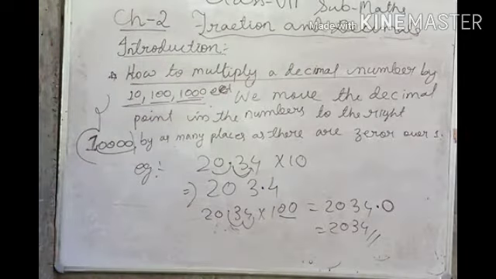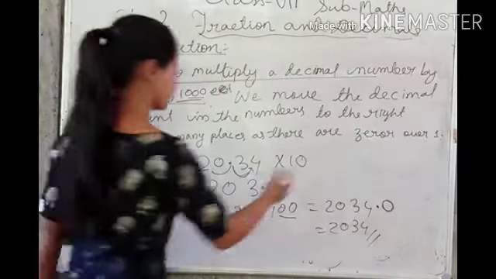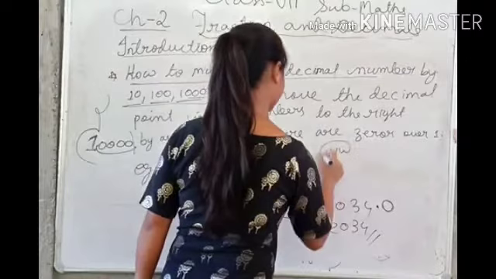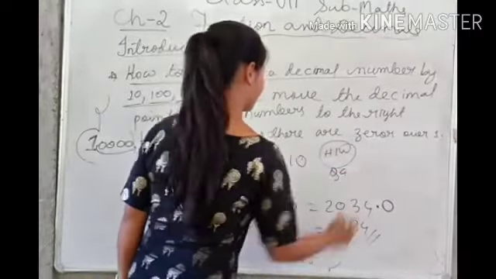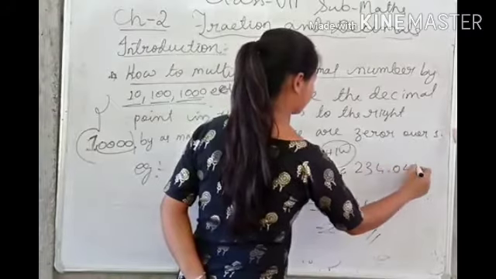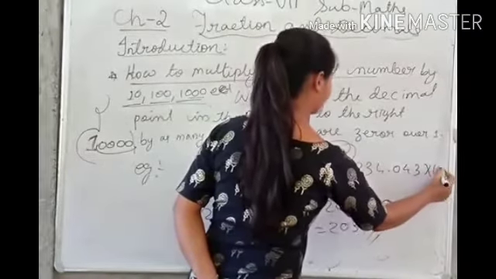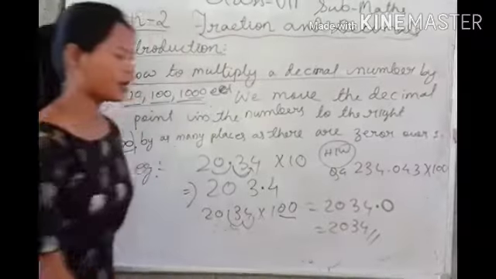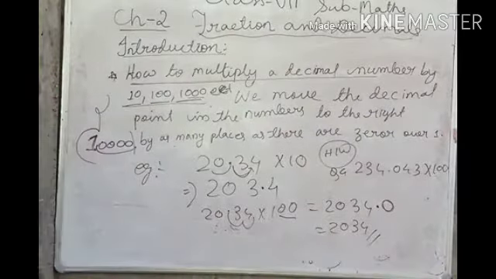I will give you some more examples. You can try by yourself. I will give this as homework. Question A, you will multiply with 1000. Oh sorry, 100. Okay, this you can do as homework. Now come to the next point.